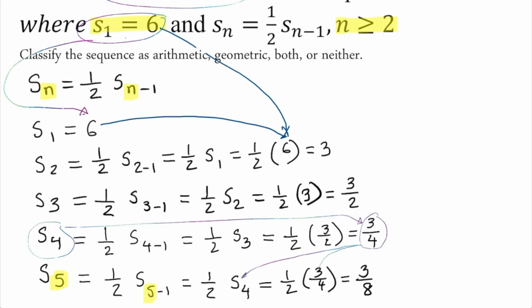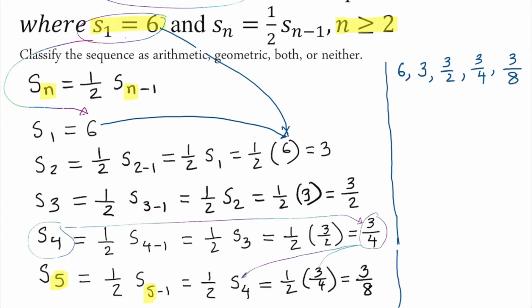Alright, so what we have here is basically this sequence. Let's put it down to the right side. So far we have 6, 3, 3/2, 3/4, 3/8. So these are the sequence. Right now we have 5 terms, and the question asked for the first 5 terms: 1, 2, 3, 4, 5.